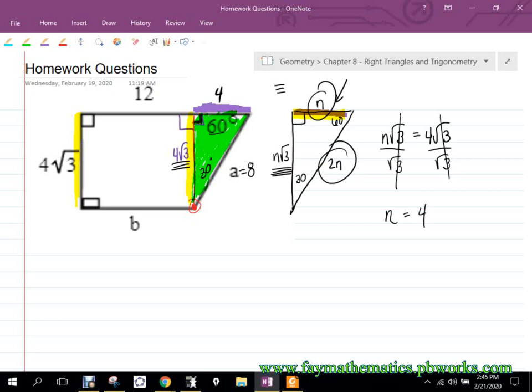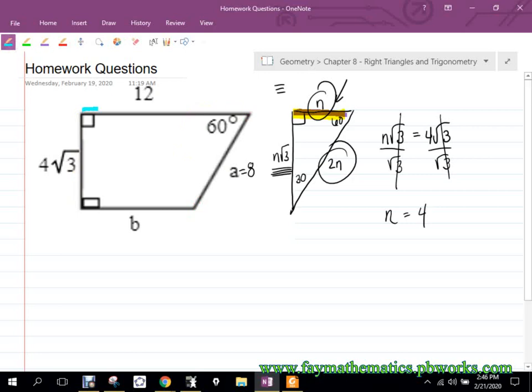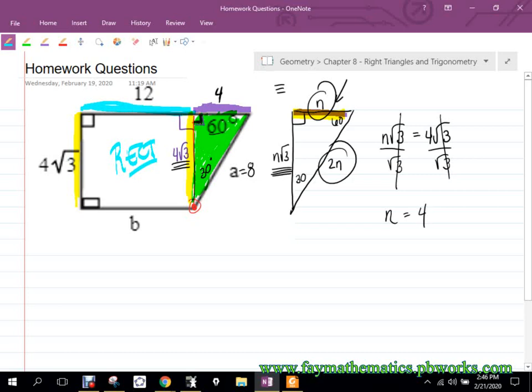Okay. And remember, I'm going to delete some stuff here real quick. But remember the original picture was this, right? So what is that 12 referring to? 12 is referring to that whole distance there. Does that make sense? But we just found 4 of it. So how big is that blue section? 8. And remember what kind of figure this was? The rectangle, right? So what's B got to be? B is 8 as well.